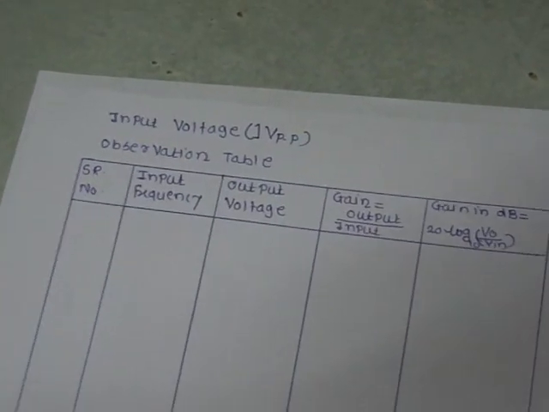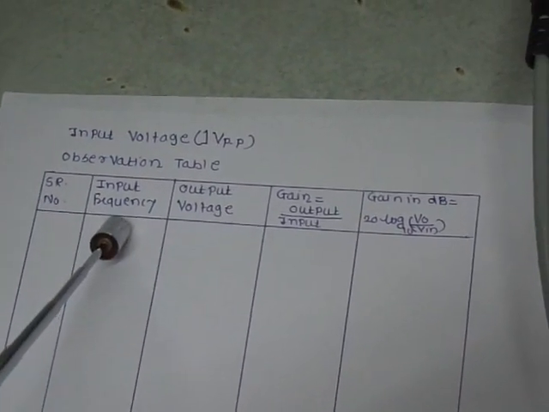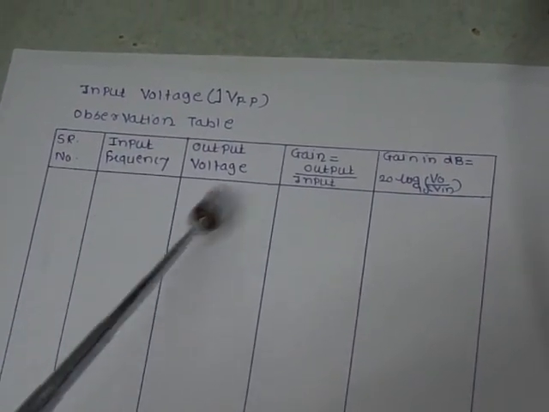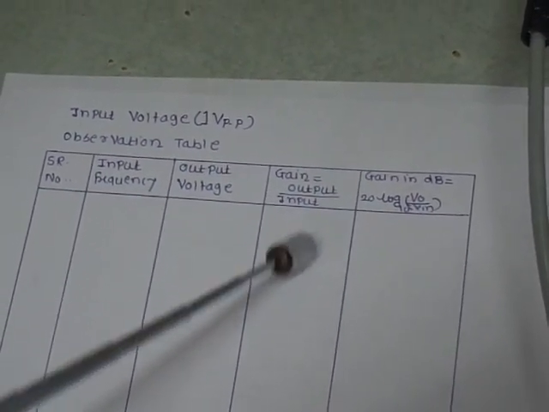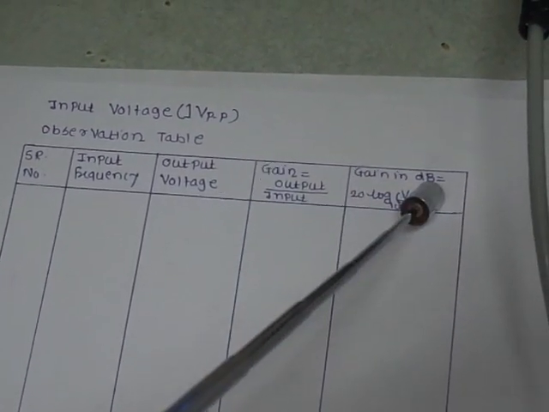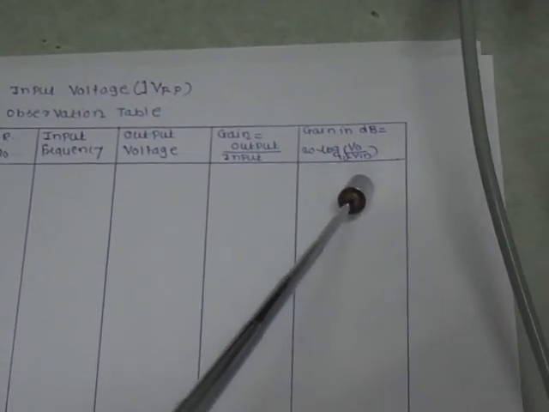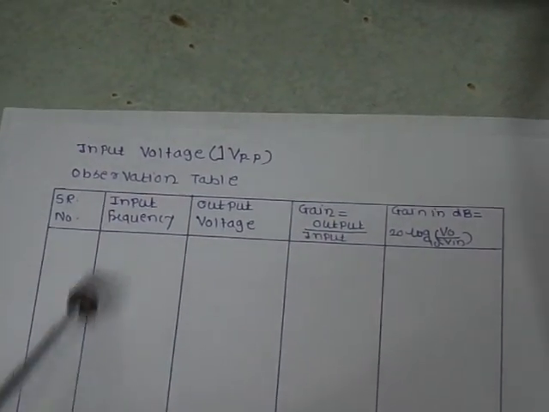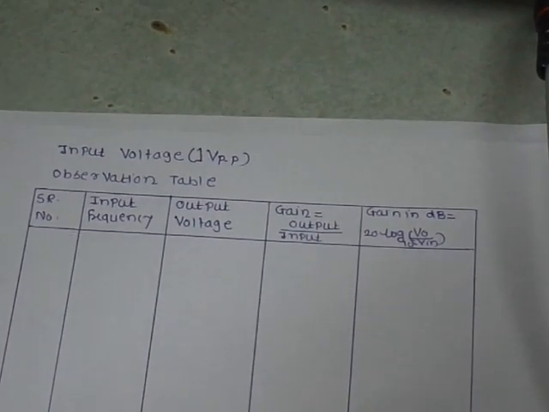The readings which we are going to take are as follows. We are going to apply a 1 volt peak to peak sine wave input signal. We are going to increase the frequency from 100 Hz and measure the output voltage for each frequency. The calculation which we are going to obtain is gain equal to output voltage upon input voltage, where the input is a 1 volt peak to peak signal. The next column is gain in decibel, that is 20 log of V0 upon Vin, and finally we are going to plot the graph of gain in dB versus frequency, with gain on the y-axis and frequency on the x-axis, on semi-log paper.